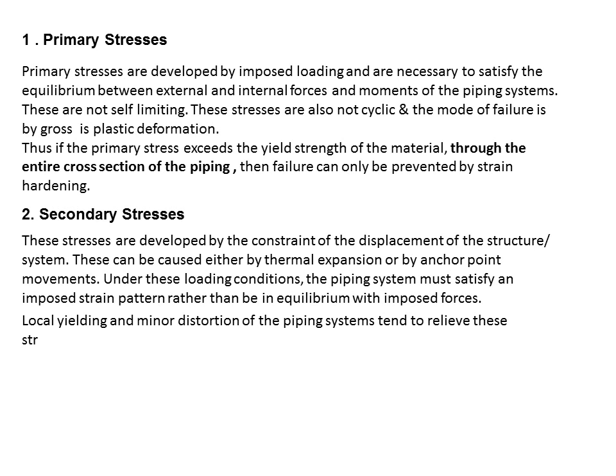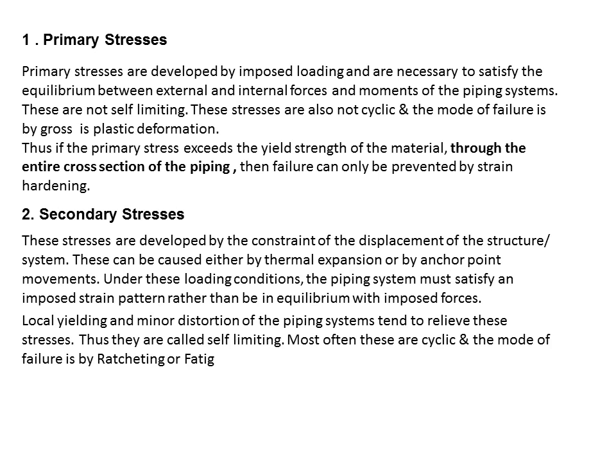Local yielding and minor distortion of the piping system tend to relieve these stresses, thus they are called self-limiting. Most of these are cyclic, and the mode of failure is by ratcheting or fatigue. So in secondary stresses, which are self-limiting, the piping system satisfies an imposed strain pattern rather than equilibrium with the imposed forces, and herein local yielding and the minor distortion tend to relieve these stresses.